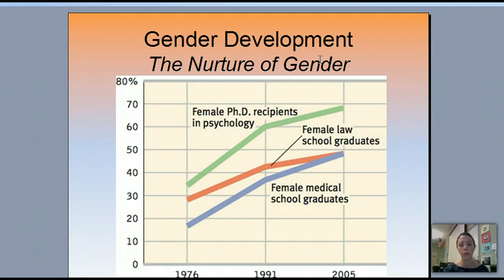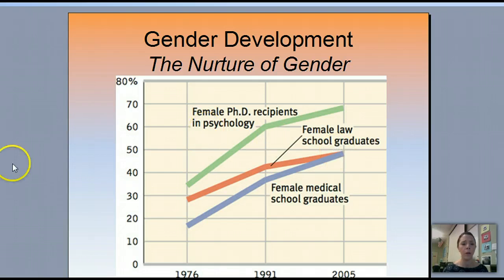So here's a graph looking at the percentage of people in the field, this is going to be women, over the years. So they're looking at psychologists, doctors, and lawyers. In the mid-1970s, we see less than 20% of females in med school, about 30% in law school, and 45% getting a PhD in psychology. In 2005, about 10 years ago, we see those all increasing. Females in psychology are at 65%, and we're just about to have parity in med school and law, all right?